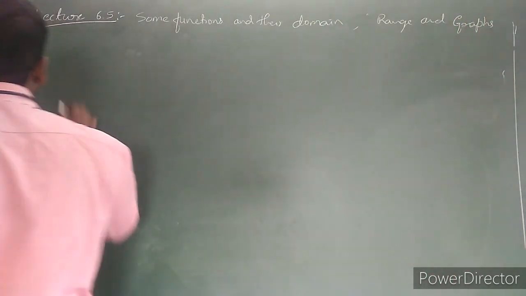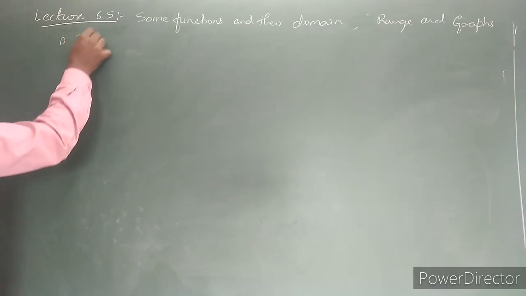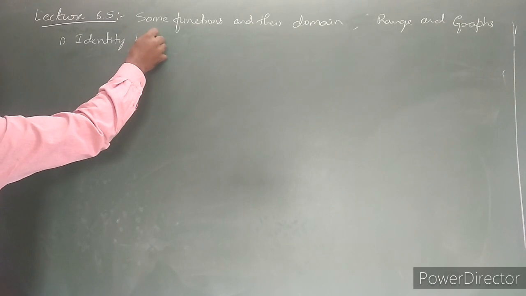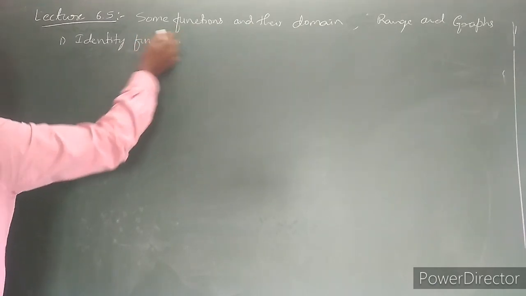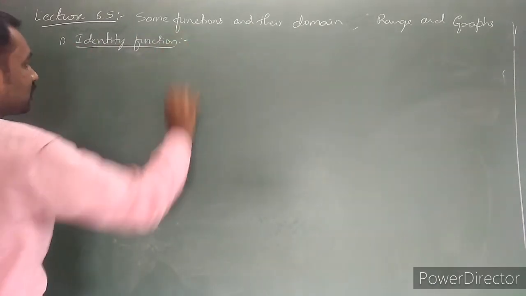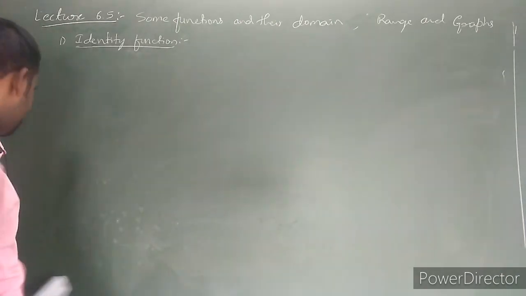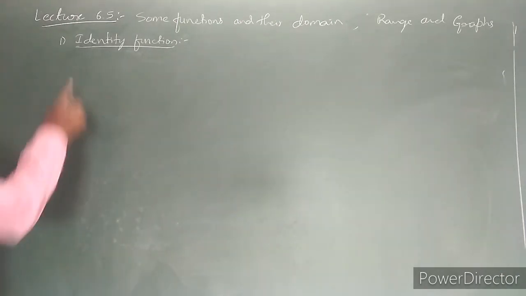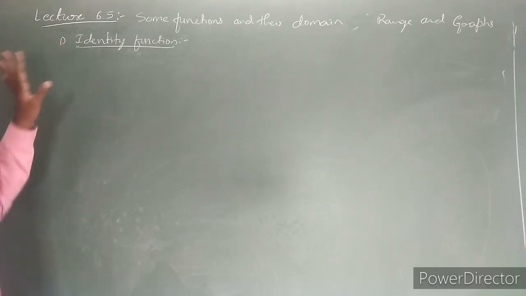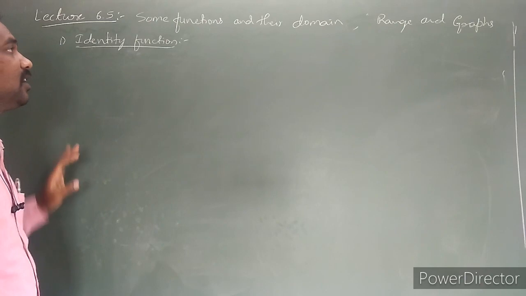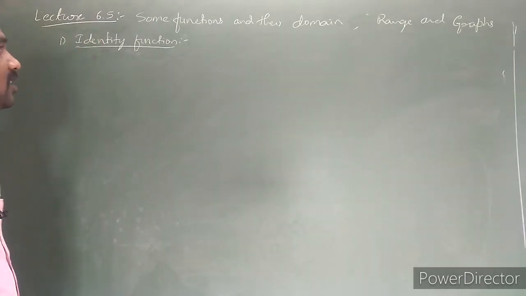In that, first one, identity function. Here, some of the functions have a particular name. What is the particular name? First one is the identity function. There are totally 7 functions that I am going to handle here. First one is the identity function.